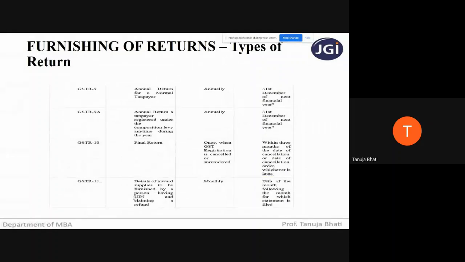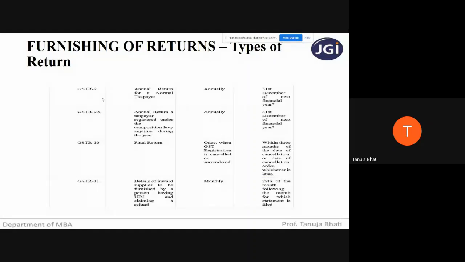Next, 9. GSTR 9 is to be filed by a normal taxpayer to show his annual return. See students, the monthly return we show in GSTR 1, 2 and 3, correct? But whatever sales or purchases you are making, the entire summary of the year, the annual return, we do only once a year. A complete detail will be shown in GSTR 9. So GSTR 9 is the annual return to be filed by the taxpayer who is registered under GST.